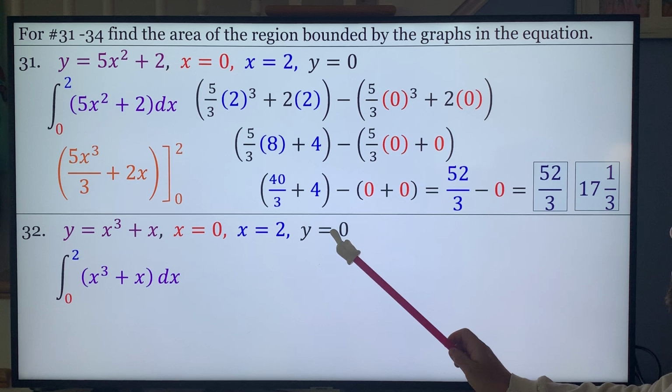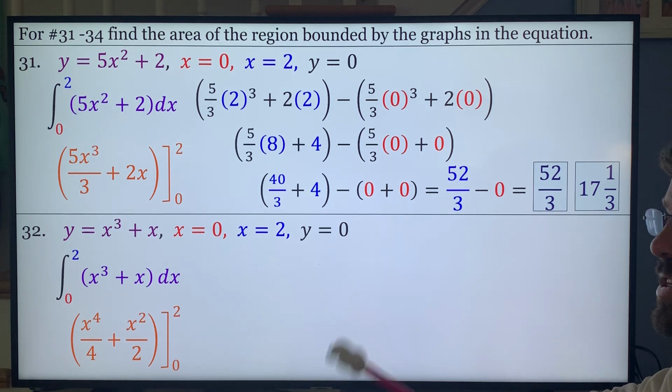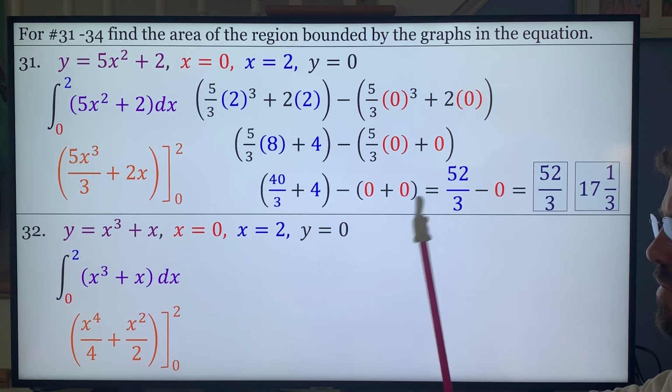And the y equals 0 just means you're doing it with the x-axis. That's what the y equals 0 is. If this wasn't y equals 0, it would change immensely. That's not even in this lesson. Might not even be in this chapter.